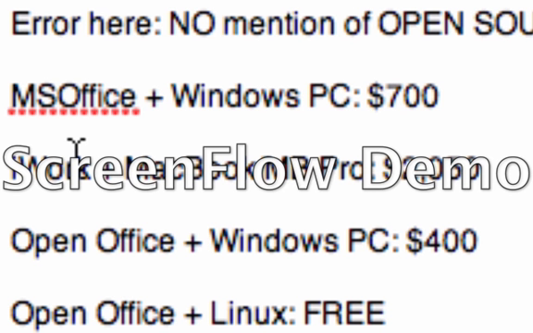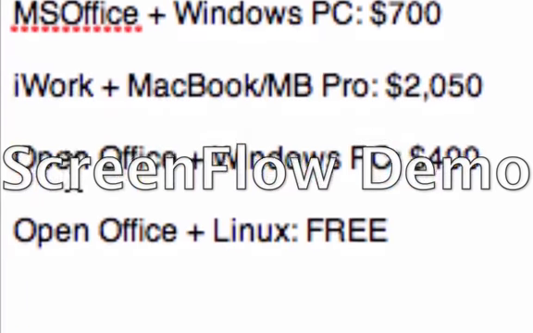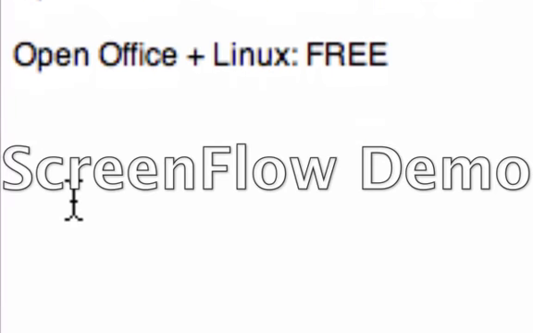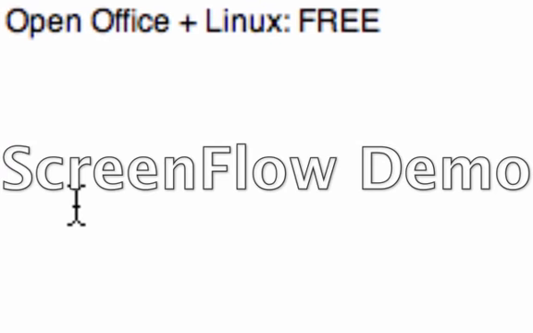Now, OpenOffice for the Windows PC is only $400 because essentially you're only paying for the hardware plus Windows. You can just download OpenOffice from the net. And OpenOffice 3 does work with the Windows 7 beta. I will tell you that right now. I'm running it on release candidate 1. It works beautifully. And then finally we have OpenOffice plus Linux, which is free.